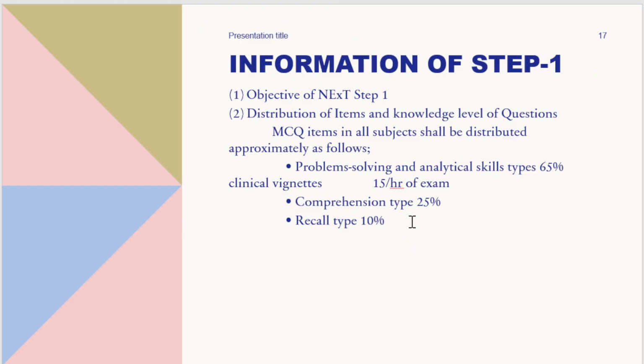Now coming to the information for the step 1. Objective of the next step 1, distribution of items and knowledge level of question. So MCQ, this is basically how the MCQ would be made, and what should be the breakup of the MCQ. Like the problem solving and analytical skill type MCQ would be around 65% of the total papers. The comprehension type would be 25%, and recall type would be only 10%. So this is the pattern of MCQ that would be asked.